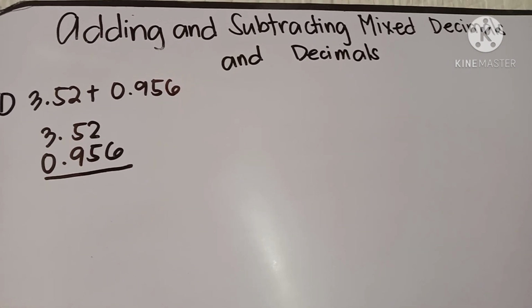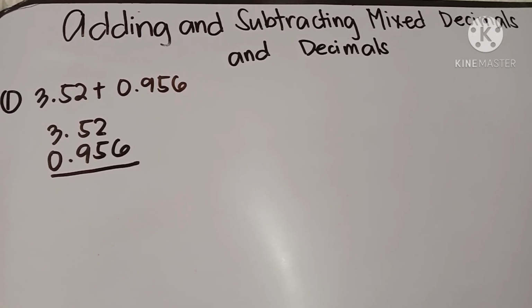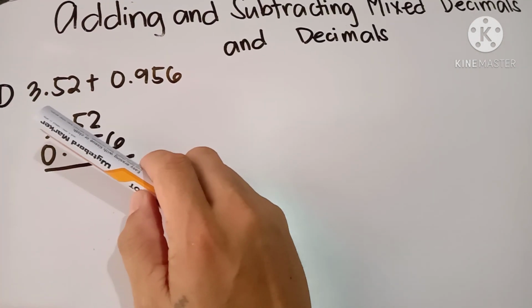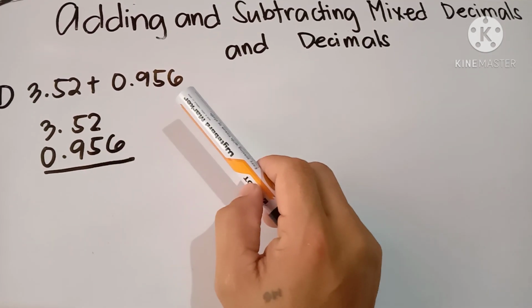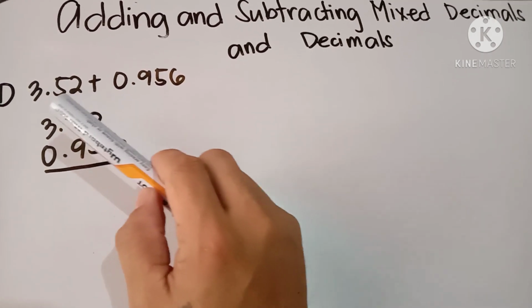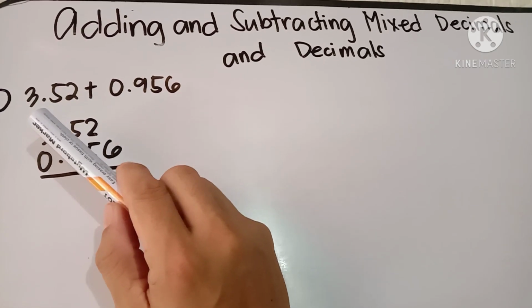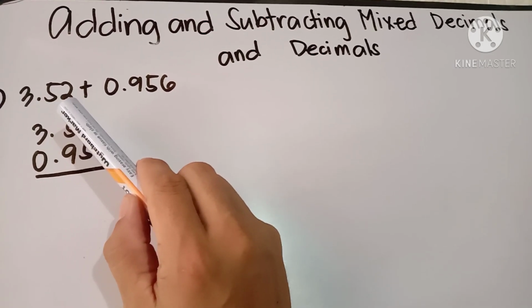Topic this time is all about adding and subtracting mixed decimals and decimals. Alright, let us start with our first example. 3 and 52 hundredths plus 956 thousandths. 3 and 52 hundredths is an example of a mixed number. 3 is a whole number and 52 hundredths is a decimal.